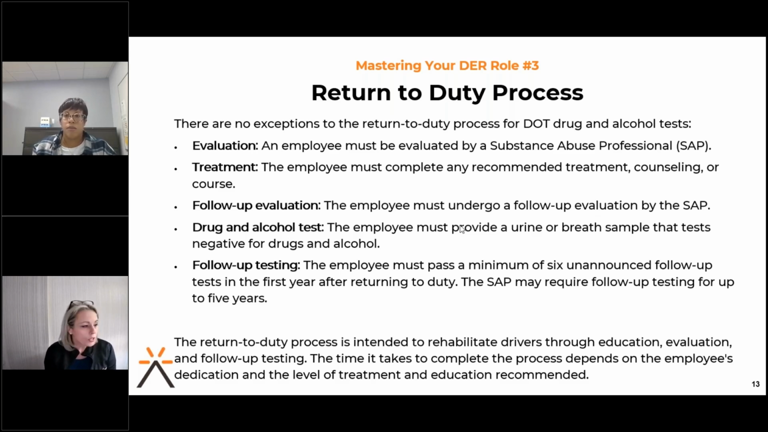And also in that return to duty process, there are steps that they have to take. You can't just give them that provider information. When they go to the SAP, there is a whole process that needs to happen. The SAP does a clinical evaluation. The SAP then will recommend treatment. The employee has to complete the treatment. The employee then goes back to the SAP. The SAP does an evaluation. Have they completed that follow-up treatment? Have they done what they needed to do? And then there's a return to duty drug test and or alcohol test, and then follow-up testing that has to be there.